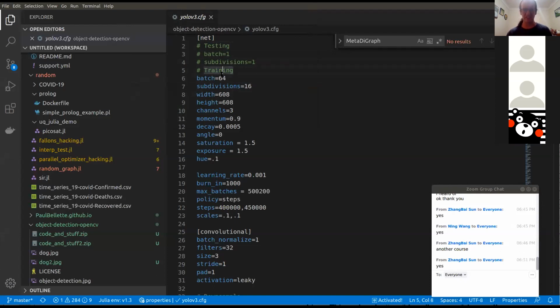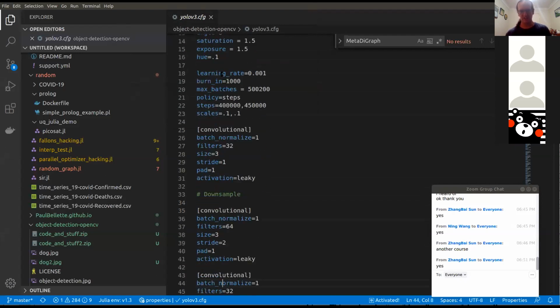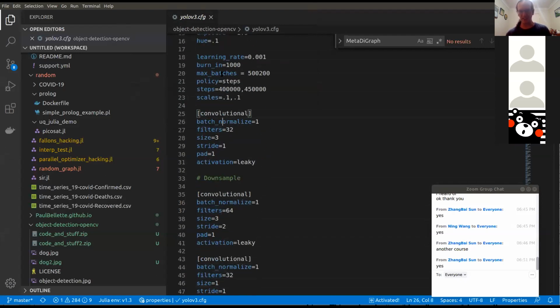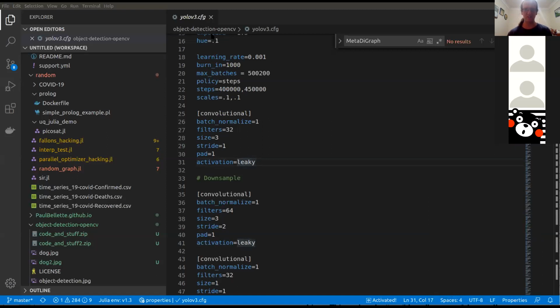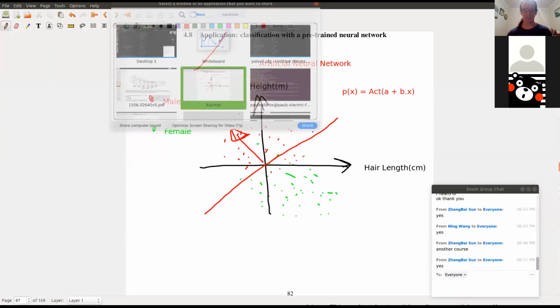So this is a config file for defining that network. This is the input, and then you have a learning rate, and so on. So these are the layers. You have these convolution layers, and you have an activation function. In this case, it's called leaky. I was showing you a logistic activation function before. This one has a thing called a leaky activation, which is a little bit magical. I can show you what that looks like if you're interested.